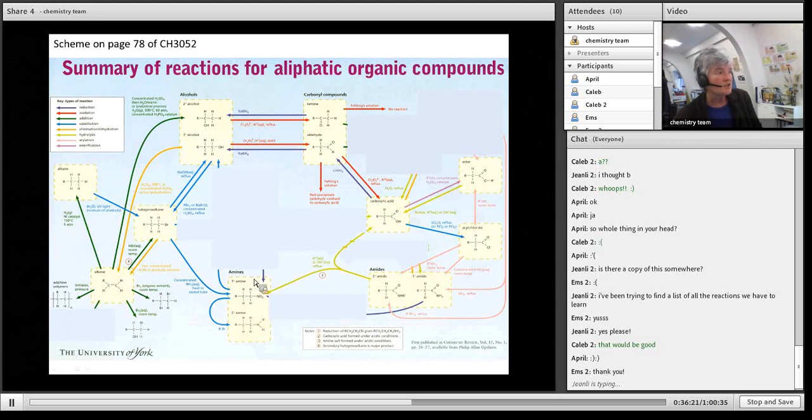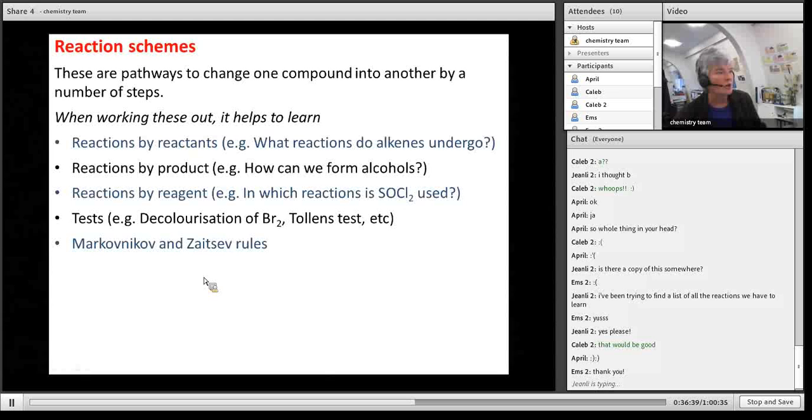Okay, so I know there's a heck of a lot on here, and that's why I say learn a reaction a week sort of thing, or don't try and learn it too fast because then you'll get confused. Make sure you've really understood one reaction before you move on to the next one. So let's look at how we can do reaction schemes.